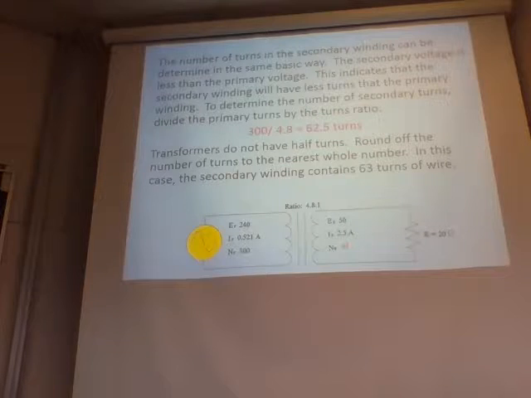But transformers don't have half turns. So round off the number of turns to the nearest whole number. In this case, the secondary winding contains 63 turns of wire.